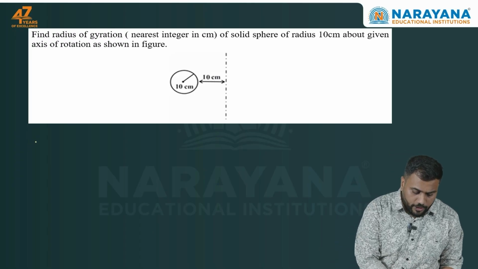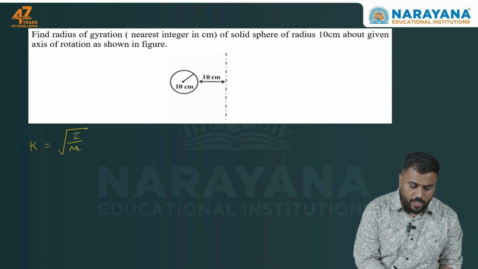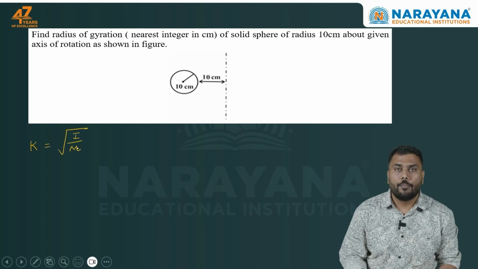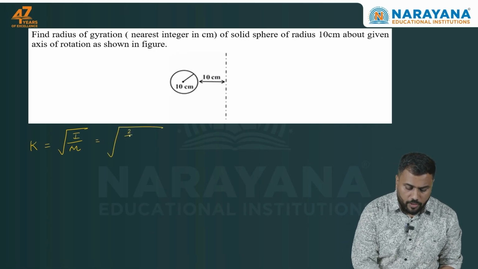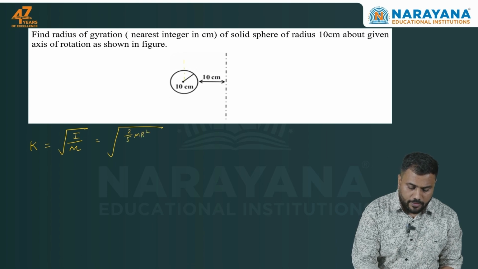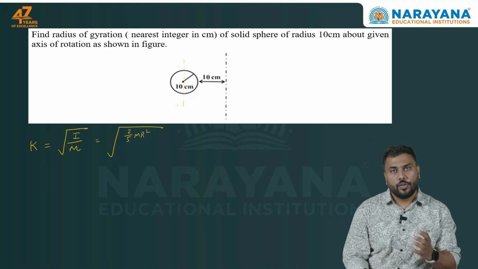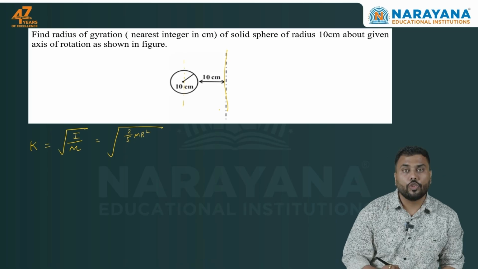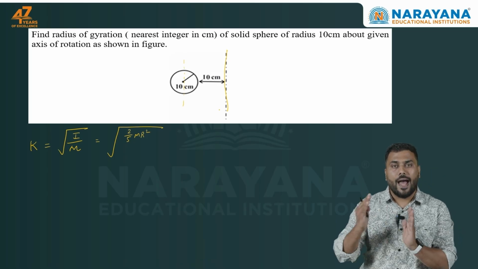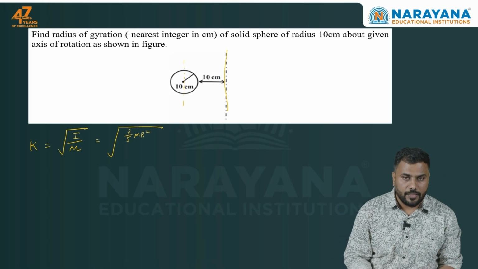The radius of gyration, let us say it is k. It should be given by root over I by m, where I is the moment of inertia of the sphere about the given axis. The solid sphere moment of inertia about its own axis is given by 2 by 5 mr square. If the axis is passing through the center of sphere, the moment of inertia should be given by 2 by 5 mr square. But the given axis is not passing through center of sphere. It is parallel to this axis. So I will use parallel axis theorem.